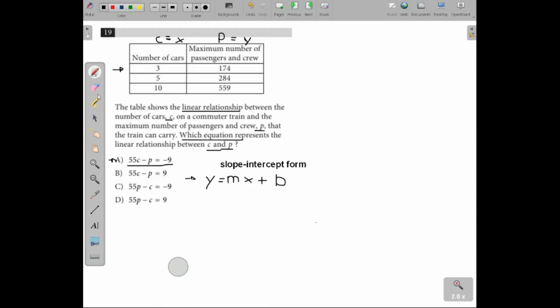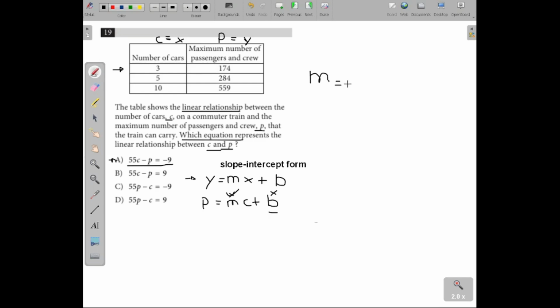Now that we know the variables, the slope-intercept form will be this. We said that P is equal to Y, so P equals the slope M, times X, which is C, plus B. Now we don't need P and C, but we need the slope and we need B. We can find the slope with the slope equation. So we can find M, and then with B we'll get the right answer.